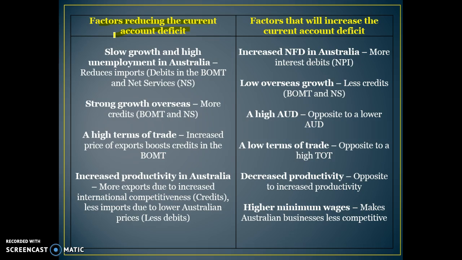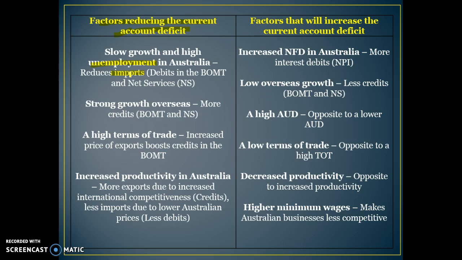But things that will reduce the CAD, things like slow growth and high unemployment in Australia. When there's high unemployment in Australia, it sounds like it's going to be a bad thing, which it is for our living standards, but it also reduces the level of import spending, and therefore there's less debits in the balance of merchandise trade and net services. So if we have slow growth in Australia, we import less and the CAD goes down.